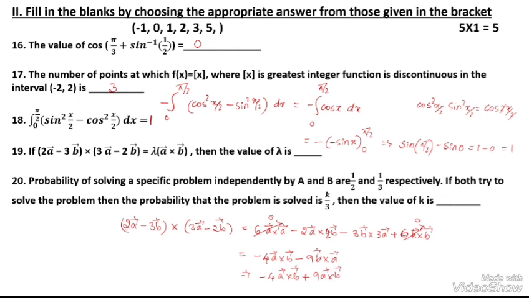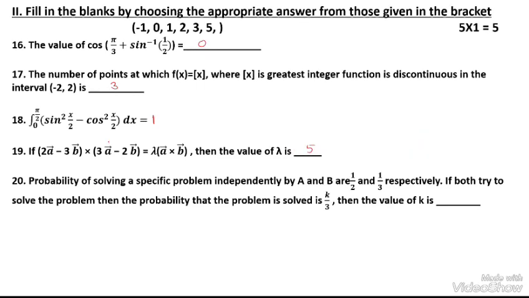It becomes plus 9 minus 4 is 5 into vector A cross vector. Now comparing the answer with this one value, then lambda becomes 5. The answer is lambda becomes 5. Here, question number 20.